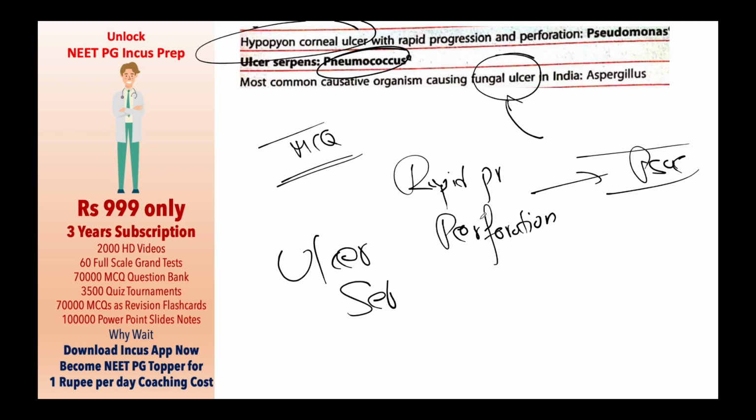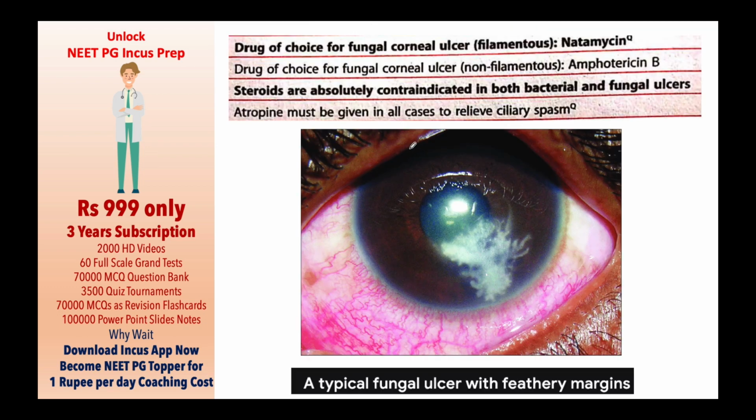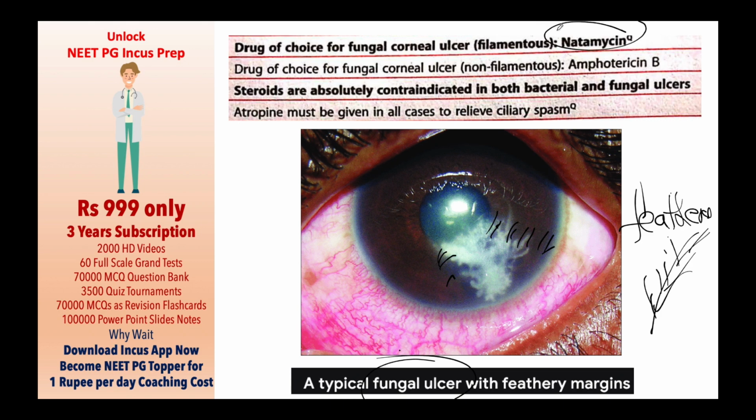And what is the most common causative organism leading to fungal ulcer of the eye? In India, in corneal ulcer, it is Aspergillus. You can see these feathery margins here, no doctor? Feathery, feather. Please bring a feather. So feathery margins are very typical of fungal ulcer. And what is the drug of choice for fungal corneal ulcer? Natamycin. And what is the drug of choice for fungal corneal ulcer which is non-filamentous? Amphotericin B.